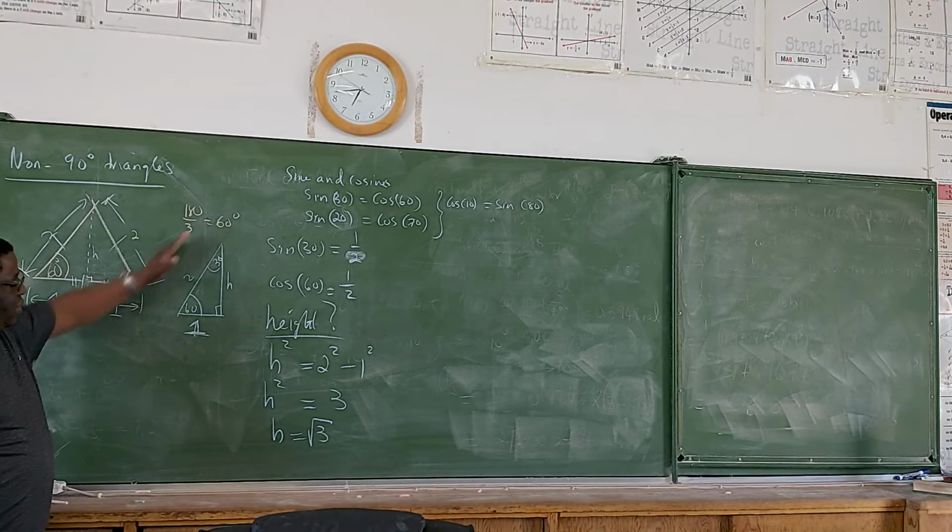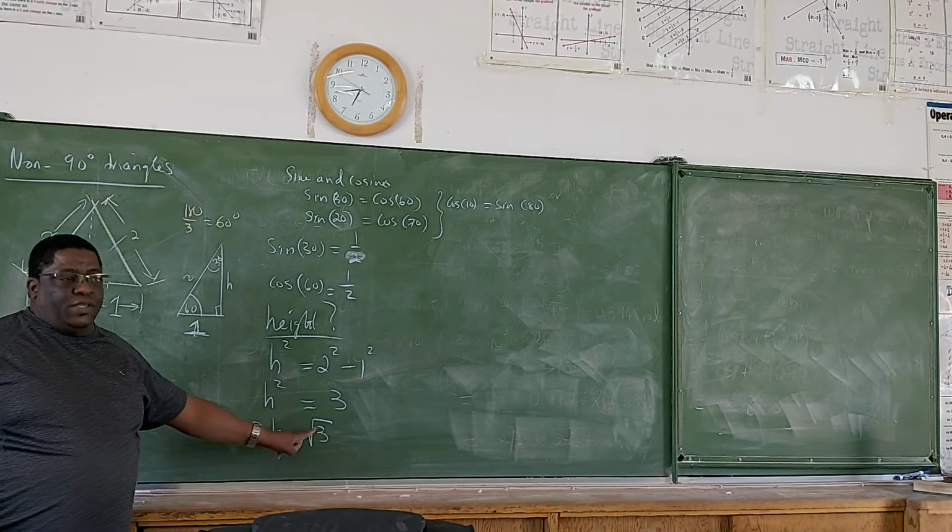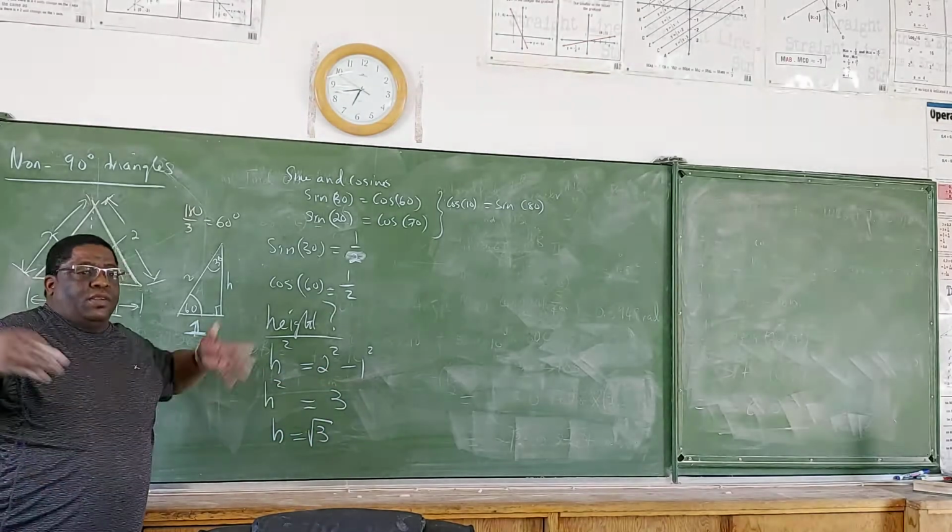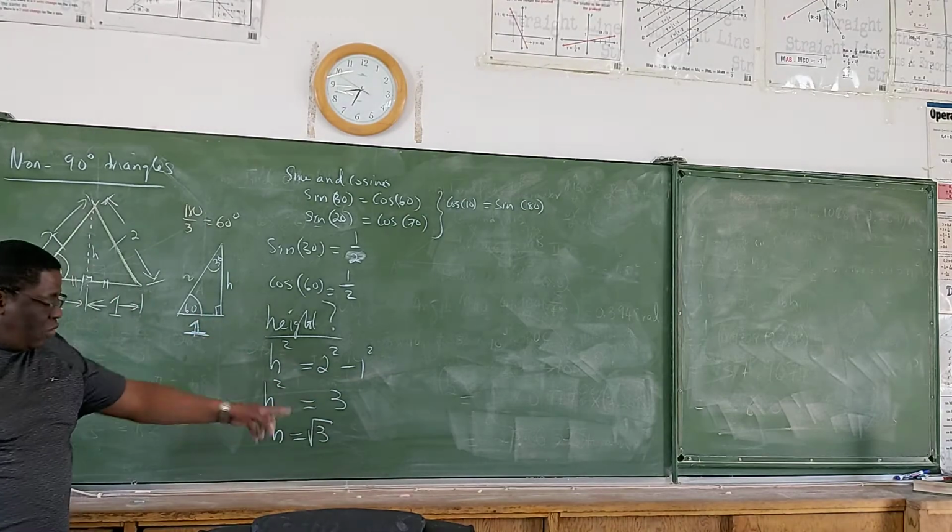When the measurements are increasing here, it will be with that factor. That means it will be 2 times, if it increases by 2 times root 3. That's always going to be there.